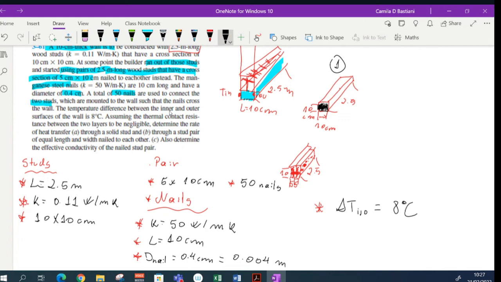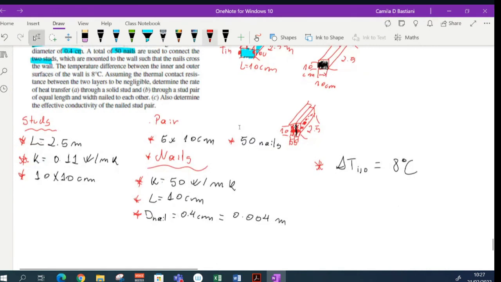Assuming the thermal contact resistance between the two layers to be negligible, so the thermal contact resistance between the studs is 0. So I'm assuming that there is no contact resistance between the two wood studs, the 5 centimeters ones. Determine the rate of heat transfer, A, to the solid stud. So the letter A, in the first part of the problem, I just want to find my rate of heat transfer through one solid stud, the 10 by 10, okay? Just want the Q passing through here.